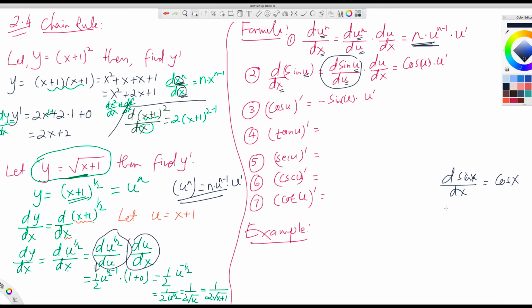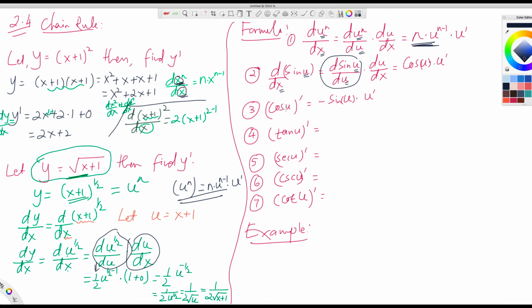Therefore, if you have d sine u over dx, then that will be cosine of u, because the derivative of sine u is cosine u, times, because they don't match, the extra u prime. You understand that? So if the variable on the top and the bottom don't match, then we try to make them match. And you don't have to show this middle step. You can just write the first equals to the last. So the derivative of sine u is cosine u times, since they don't match, u prime.